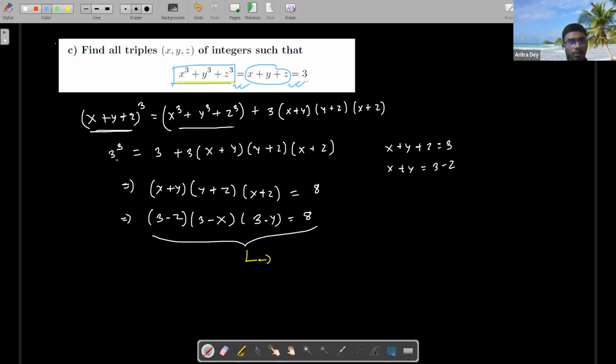I just apply the identity, I put the values, and I simplify it. Then I know that x plus y plus z equal to 3. Then I replace these pairwise sums x plus y, y plus z, and x plus z by the factors of 8. That's it. Very simple one, right? This is the thing.